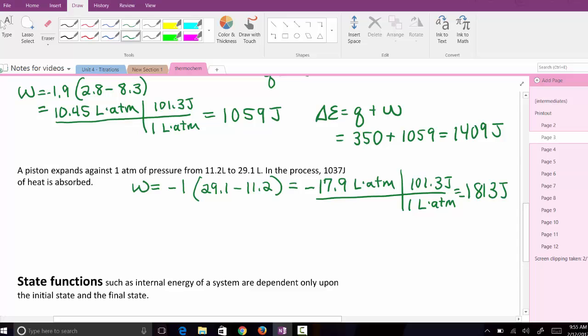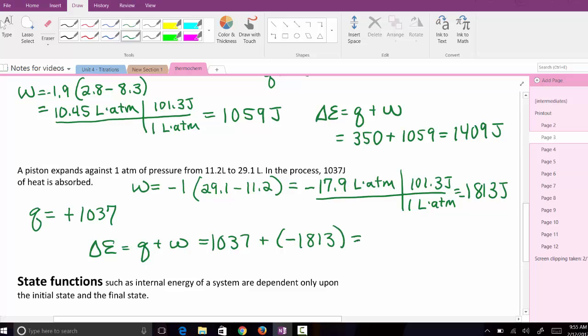Don't forget that negative sign. And it says the heat is absorbed. So my Q is a positive 1,037. So my delta E is Q plus W, and that's going to be 1,037 plus a negative 1,813, 1,037 minus 1,813. So negative 776 joules.